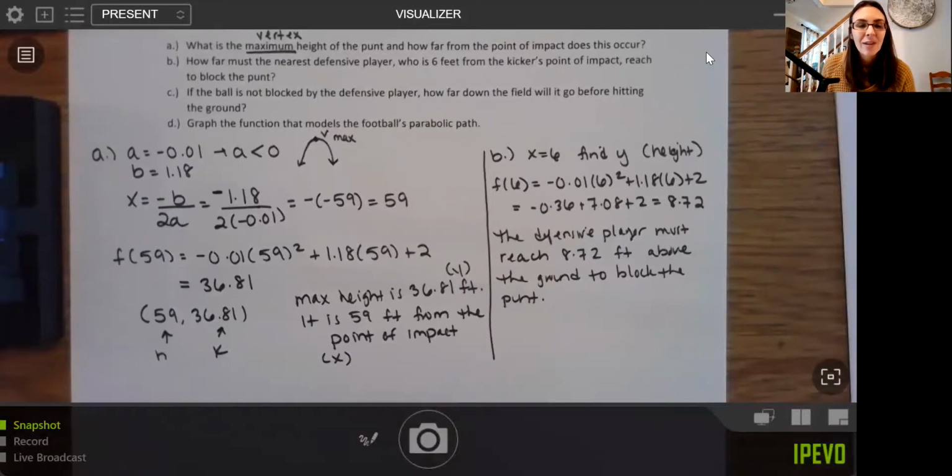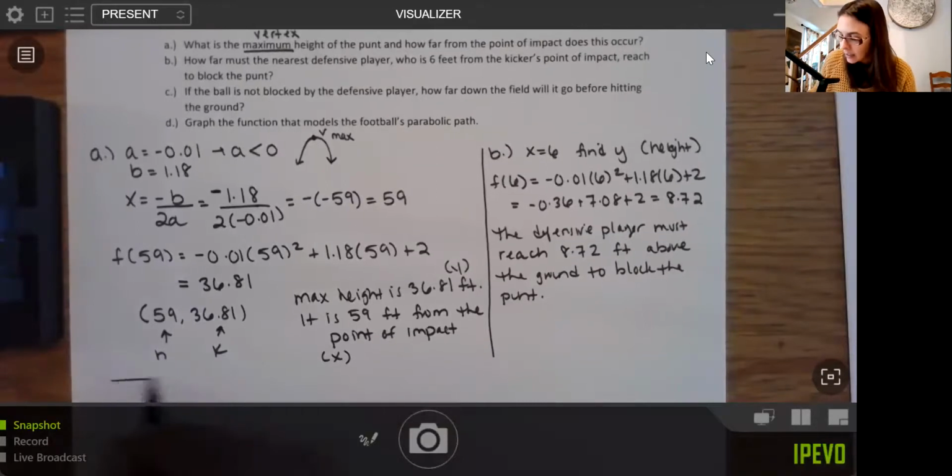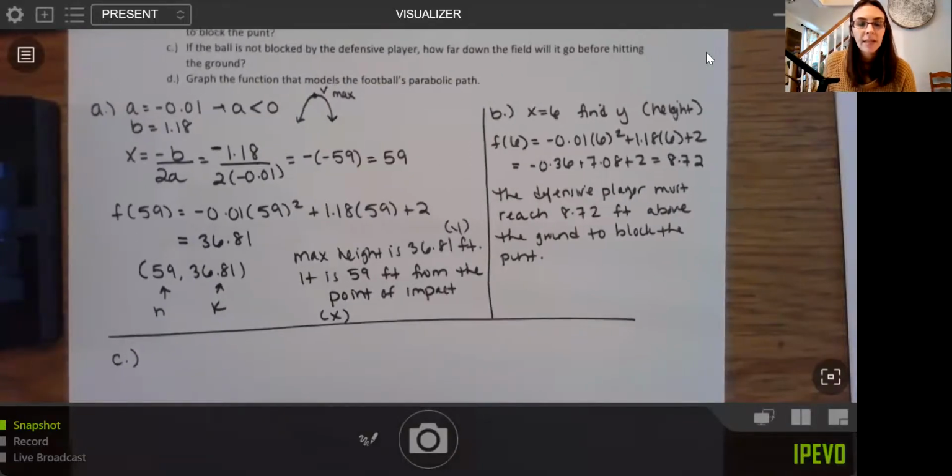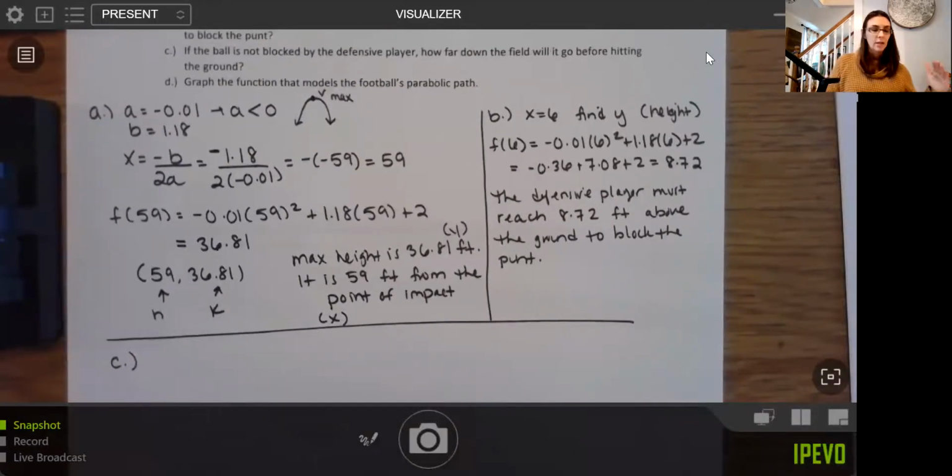If the ball is not blocked by the player, how far down the field will it go before hitting the ground? So let's talk about C here. What does this mean? Okay, so let's say that ball is kicked, it's going in the air, that player comes, he tries to jump up and get it, or they don't reach it, so that ball is going to continue traveling, and it's going to kind of arc, and it's eventually going to hit the ground, right?